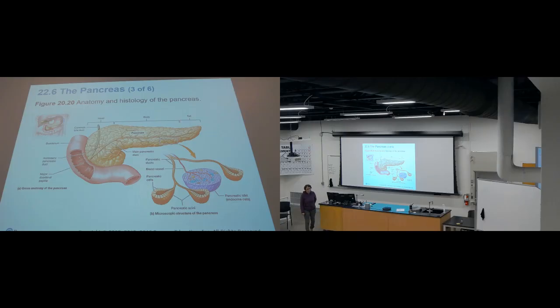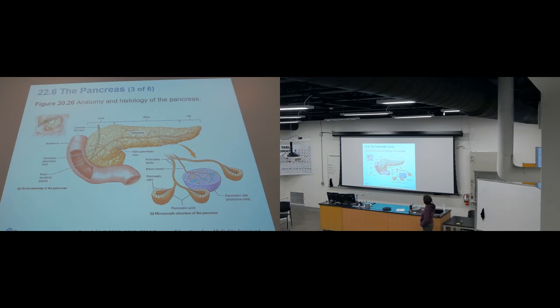Last time we covered the different segments of the digestive system, the alimentary canal, and now we will start to talk about the digestive system accessory organs. So we have here the pancreas, which is part of the digestive system and part of the endocrine system.